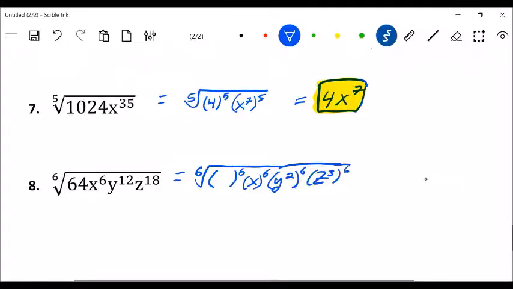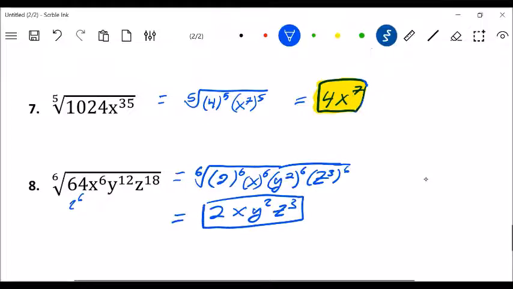Now back to the 64, you have to take some numbers and think about them, and you can then figure out that it's 2 to the 6th power, so we'll put a 2 here. So our solution for this will be a 2 and an x, y squared, and z to the 3rd power, because all of those were to the 6th power inside the 6th root radicand. Radical sign, I should say. This was the radicand, the result of the radicand applied to the index.